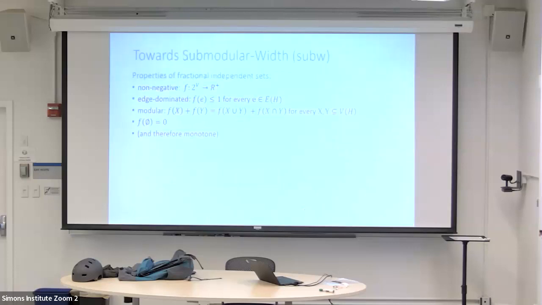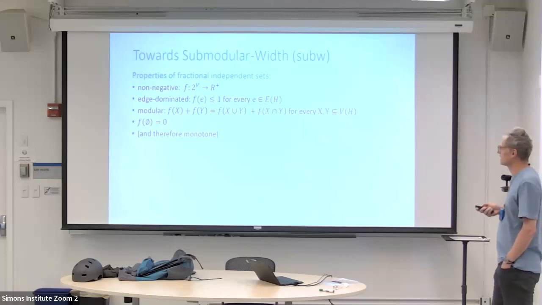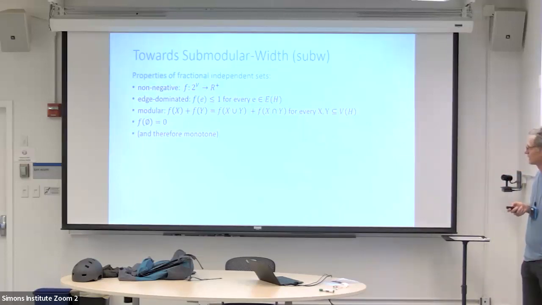There are only three more slides now to make this step to the next and, for me, the last notion of width, that is submodular width. If we recapitulate what we have with the adaptive width and these fractional independent sets: the fractional independent sets are non-negative functions defined on sets of vertices.